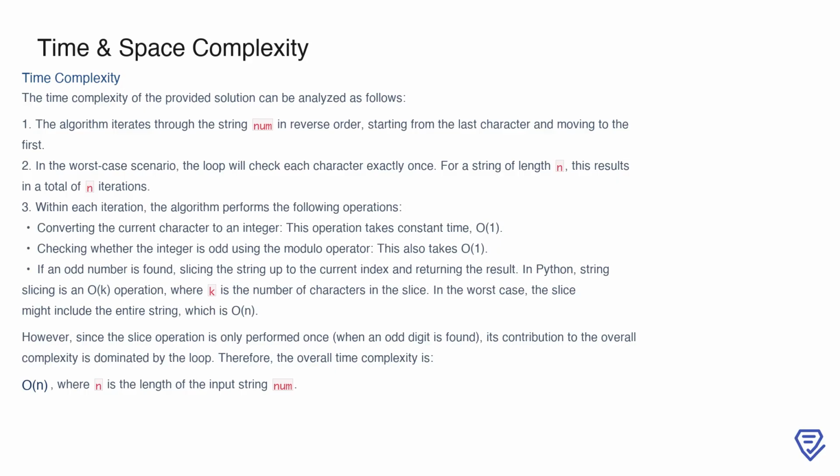However, since the slicing operation is performed only once, it does not significantly affect the overall complexity. As a result, the dominant factor is the loop, which gives the overall time complexity of O(n), where n is the length of the input string.